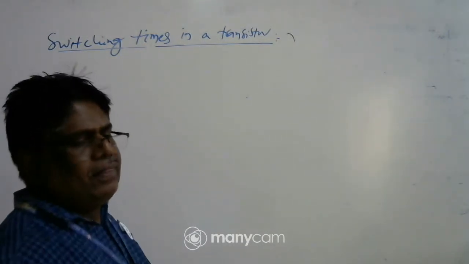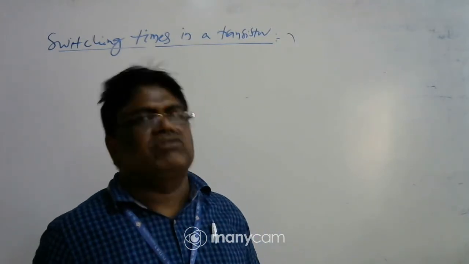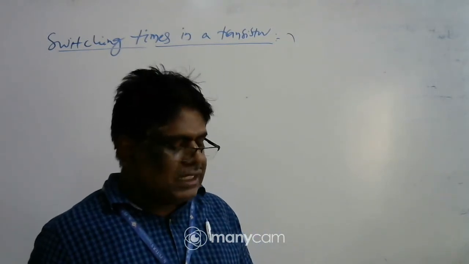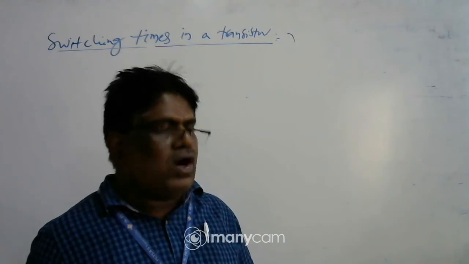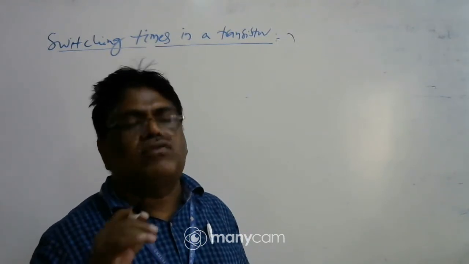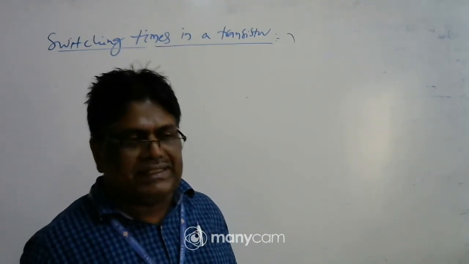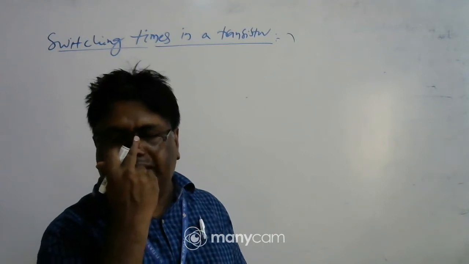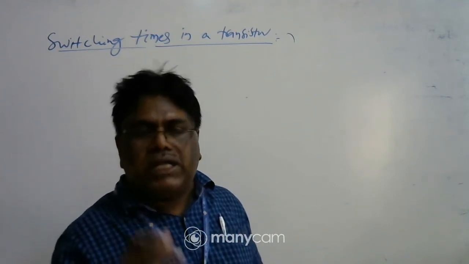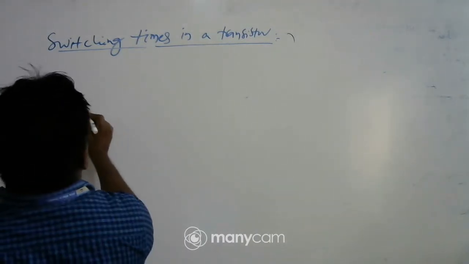So here, due to capacitive effects in a transistor, the output does not follow its input. The output does not follow the input because of the capacitor. Okay, now I will draw the waves. So this is the input waveform.